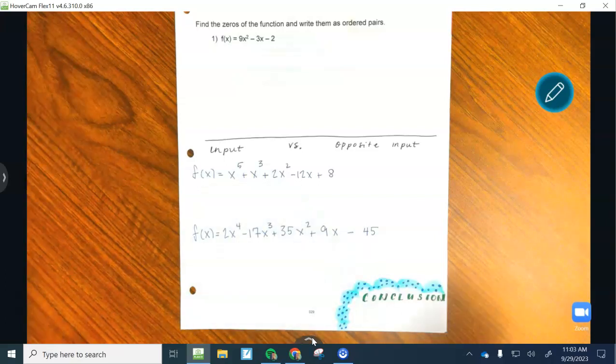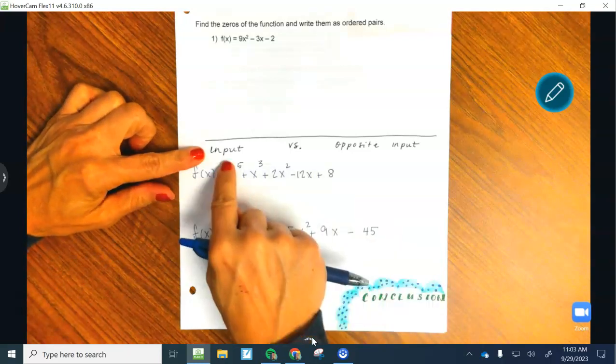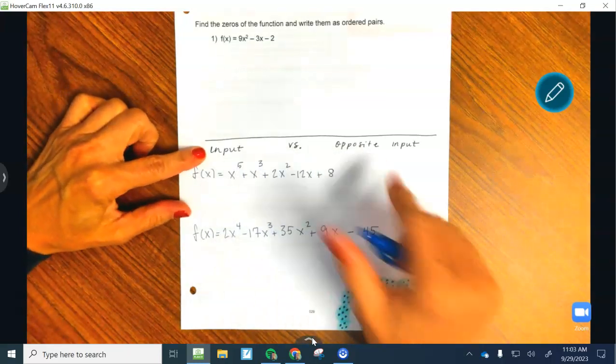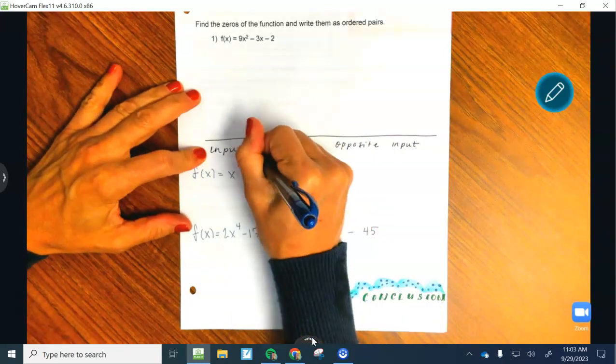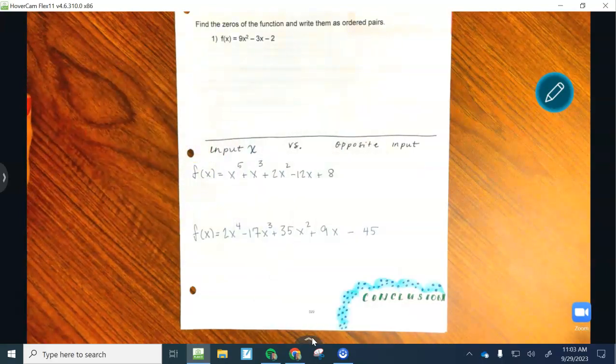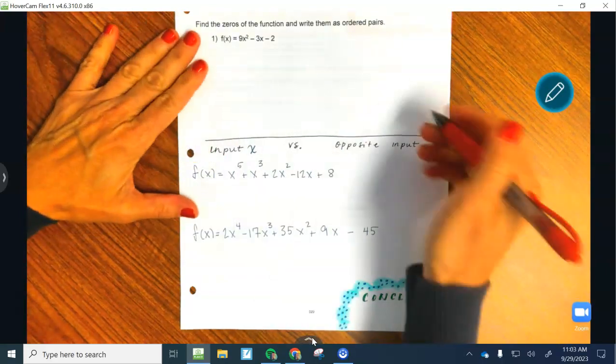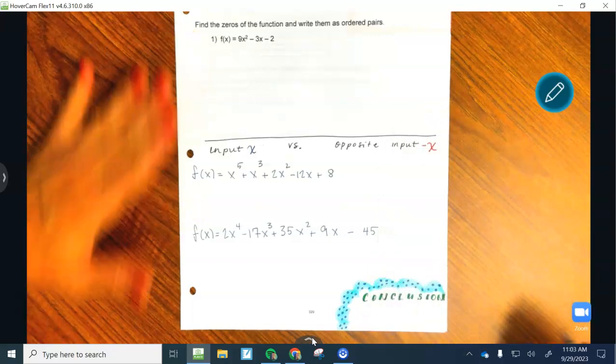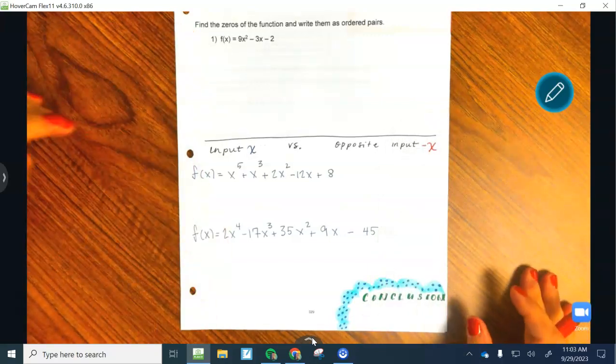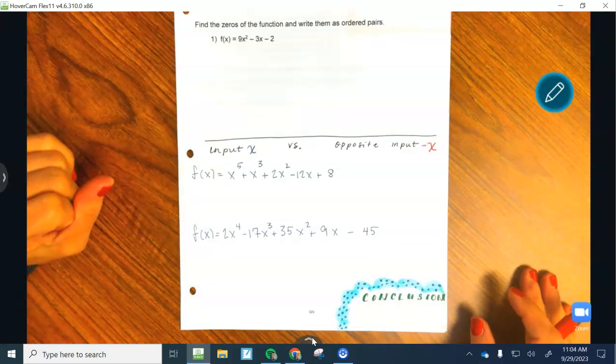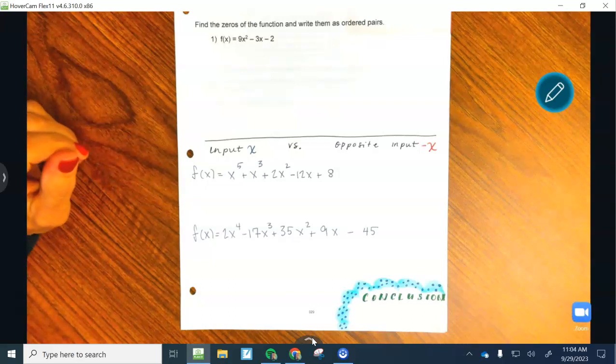Okay, so here's what we're going to do. First of all, we're going to look at input versus opposite input. Input is just going to be x. Opposite input is going to be negative x. There's something that happens here that's super easy to pick up on. We're just going to go ahead and talk about it before we jump into the lesson.